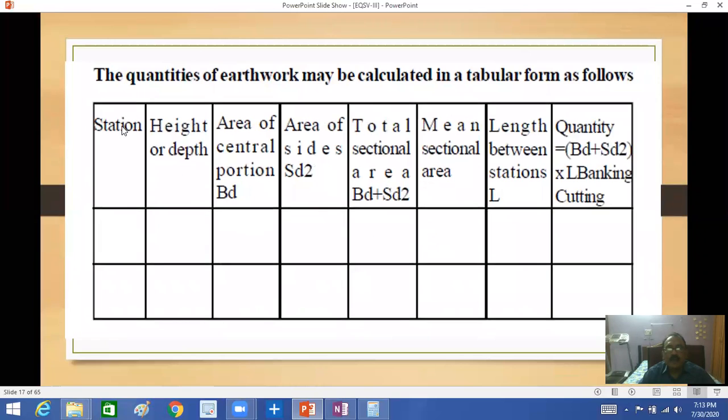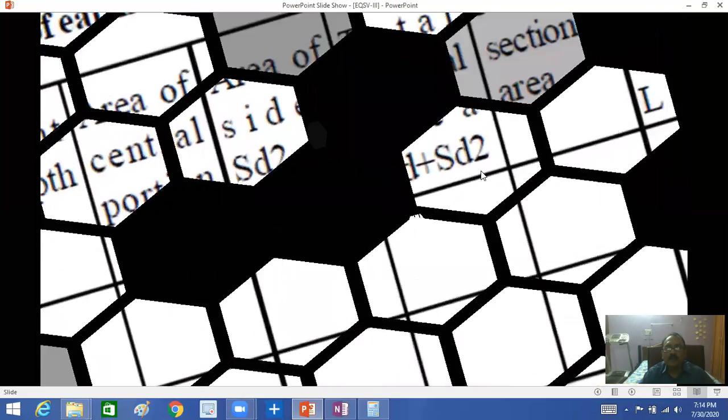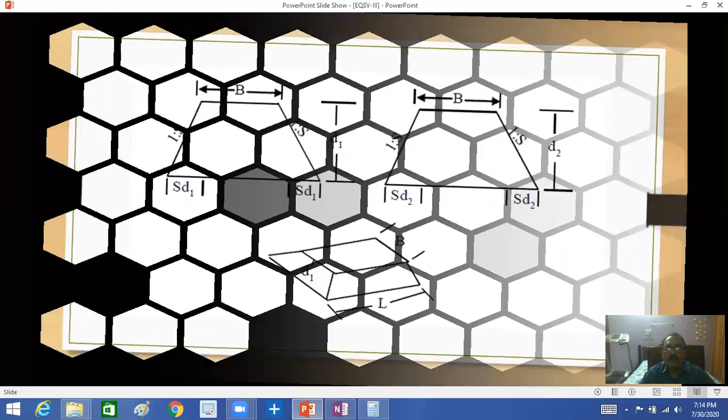See, this again is in tabulated form: station, height or depth, area of central portion BD, area of sides SD square, total section area BD plus SD square. S is slope, D is depth, B is width of your canal or formation width of road. This is mean sectional area, A1 plus A2 by 2, length between stations. So quantity you will get this BD plus SD square into L, that is banking or cutting. In this way you will have to calculate the area.